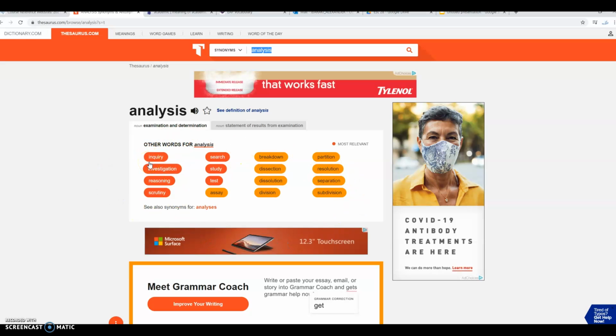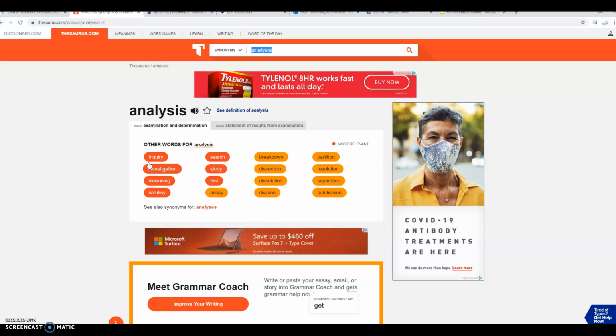we want to make sure that we are choosing the most common synonyms so that we don't use synonyms that are too specific for a certain field like biology or medicine, or which are maybe too informal. So we want to stick with the most common synonyms when we add them to our vocabulary journal.